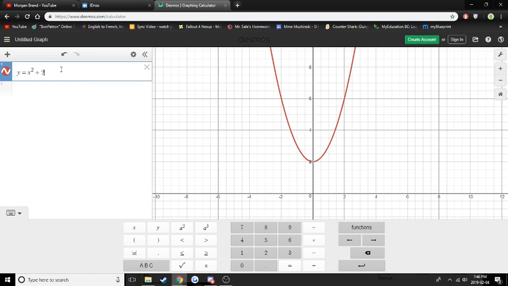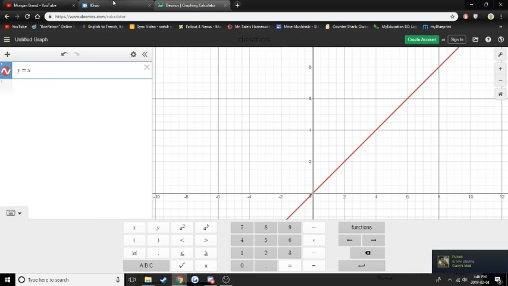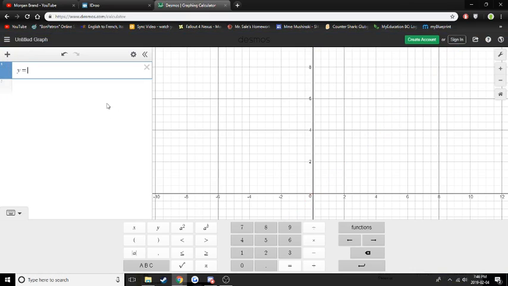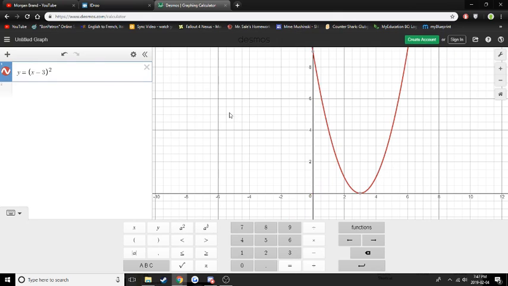Now, instead of changing the q, let's try putting something for p. So we need to put brackets around this one, or else it won't work. And it needs to be under the exponent too. So x, let's do minus 3, then squared. So look, the original graph was at 0, and now it's at 3.